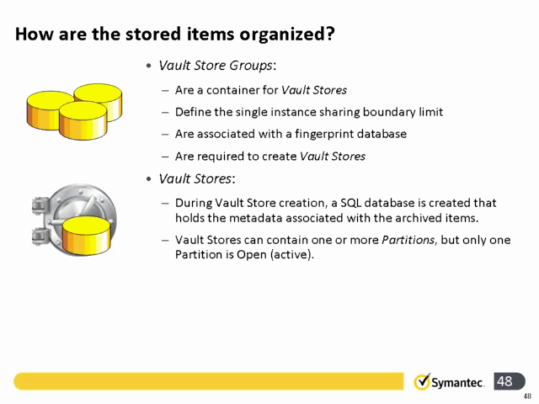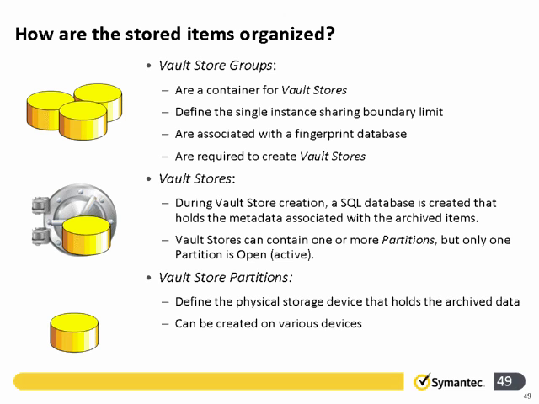So the next level of storage is the Vault Store. The Vault Store also has a SQL database associated with it called the Vault Store database. This is created to hold the metadata associated with the items that are being stored in this particular Vault Store. The Vault Store is going to logically organize the Vault Store partitions, which are the physical storage of the actual items. So let's look at the Vault Store partitions.